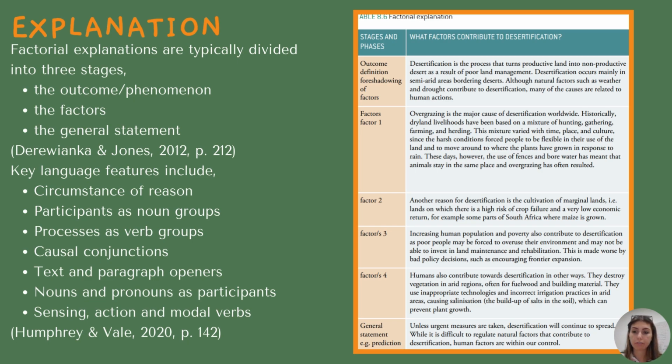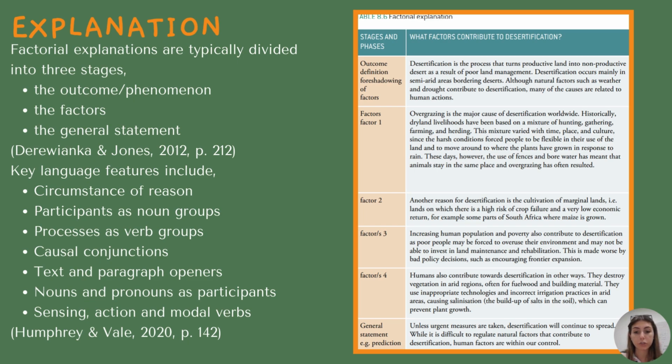Next, students create the phases, where they will identify and elaborate on each contributing factor to cyclones. Language features embedded within these phases include circumstance of reason, participants in the form of noun groups, processes in the form of verb groups, and causal conjunctions which link 2 clauses together. Additional language features include text and paragraph openers, nouns and pronouns used as general participants, sensing and action verbs, and sometimes modal verbs to express possible outcomes.